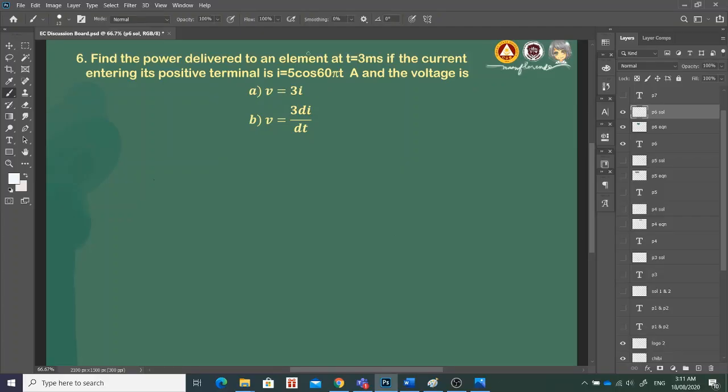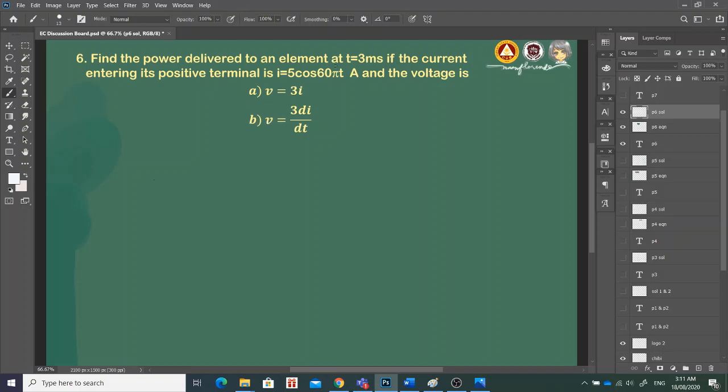Next problem is problem number 6. Find the power delivered to an element at time 3 milliseconds if the current entering its positive terminal is 5 cosine 60 pi t amperes and the voltage is (a) v equal to 3i, and (b) v equal to 3 di over dt. So, ang pinapahanap dito ay power. This is a problem about power.